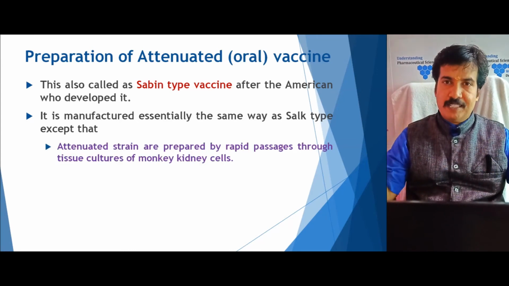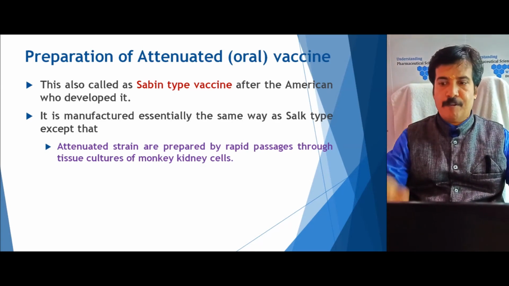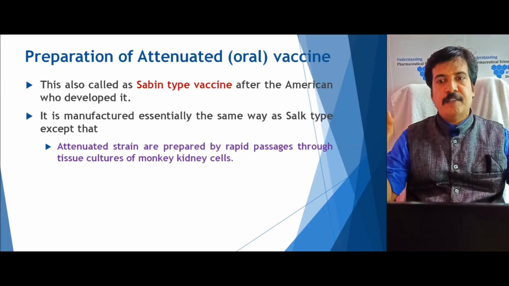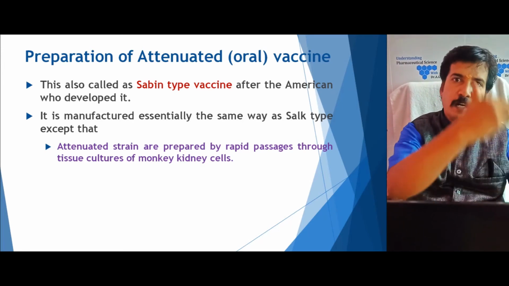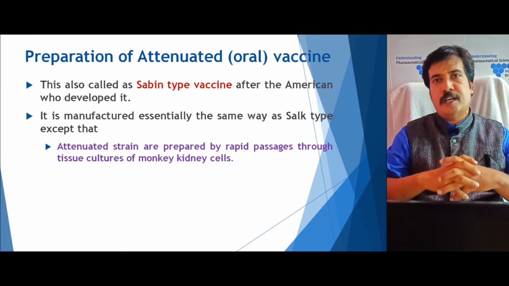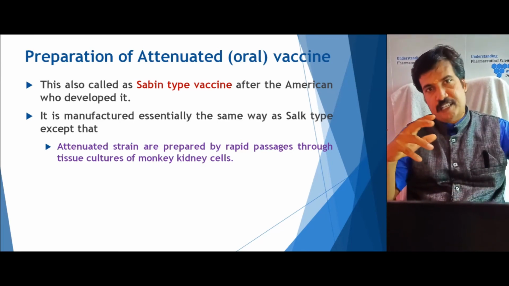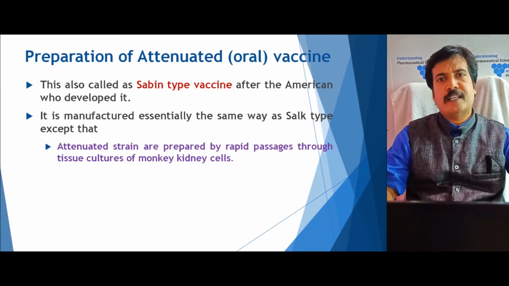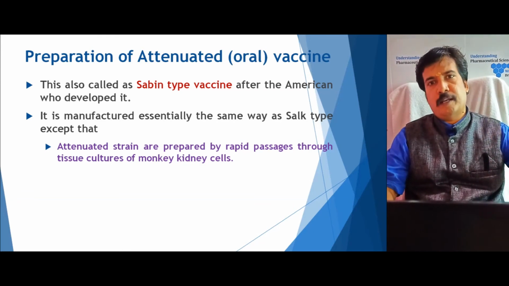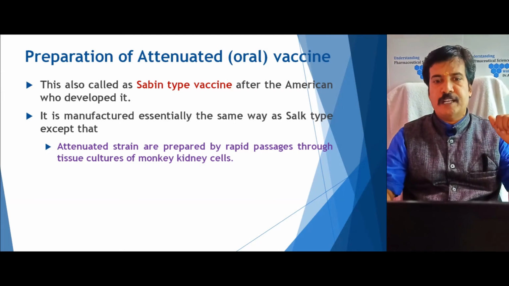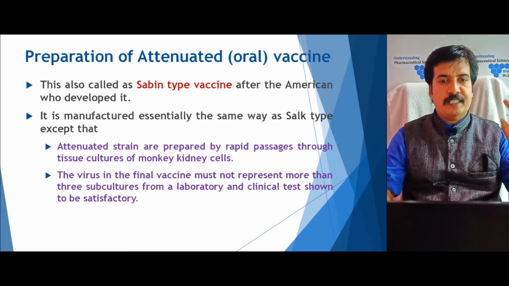So whereas in the Salk type and this type, the difference is that the attenuated strain in this case is prepared by continuous passage, that is continuous subculturing in monkey kidney cells, whereas in the Salk type we need one cultivation until enough titer value is reached. Whereas in the Sabin type we have to go for rapid passage into the kidney cells. And in the second, the virus in the final vaccine may not represent more than 3 subcultures of a laboratory.